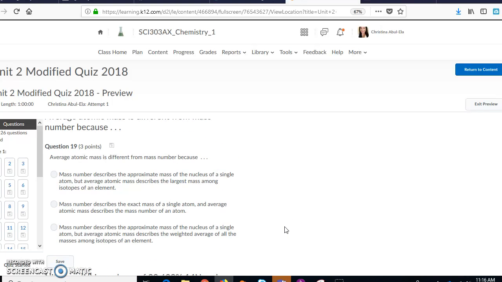Question 19. Average atomic mass is different from mass number because mass number describes the approximate mass of the nucleus of a single atom, but average atomic mass describes the largest mass among isotopes of an element. Mass number describes the exact mass of a single atom, and the average atomic mass describes the mass number of an atom. Mass number describes the approximate mass of the nucleus of a single atom, but average atomic mass describes the weighted average of all the masses among isotopes of an element.